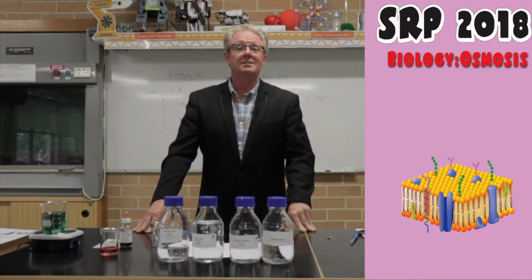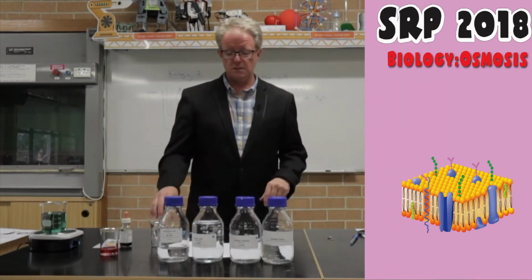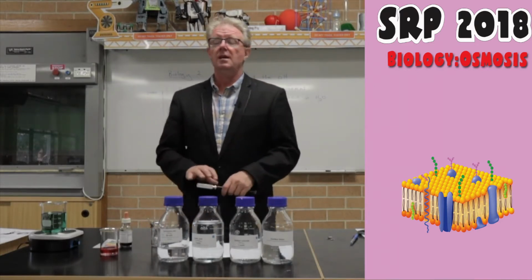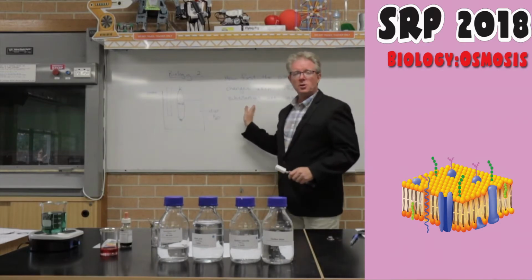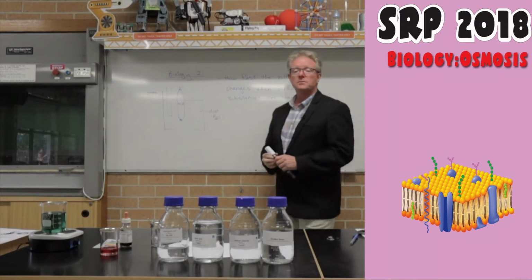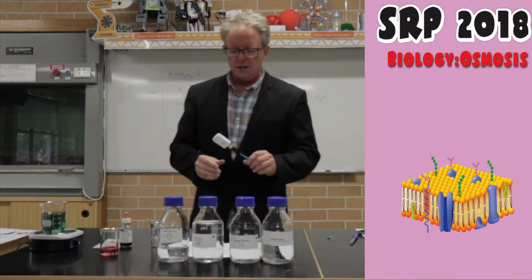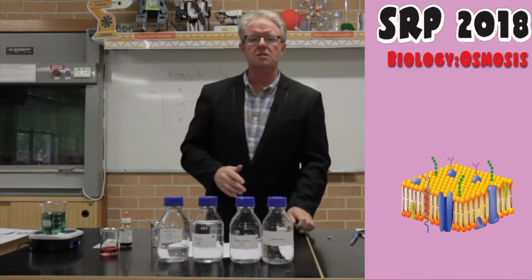Welcome to the Biology 2 experiment, where we're looking at the movement of substances in and out of cells, which is called osmosis. And this is the aim that you'll have in your booklet: how fast the pH changes when different substances are placed in water.